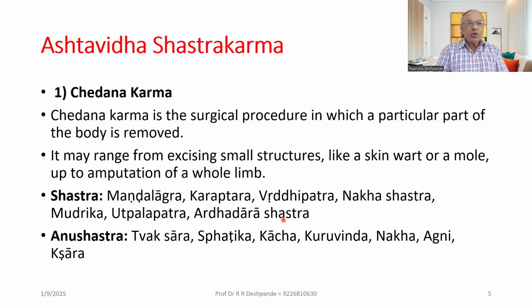Now, which Anushastra can be used for Chedana Karma? That is Tvak, Sara, then Sphatik, then Kach, Kurvind, Nakh, Agni, and Kshara. These are the Anushastras which can be used for doing the Chedana Karma.